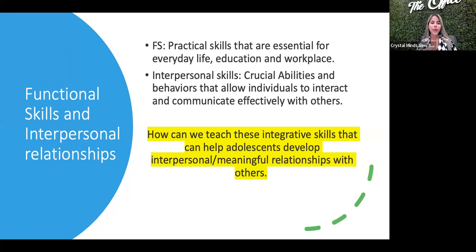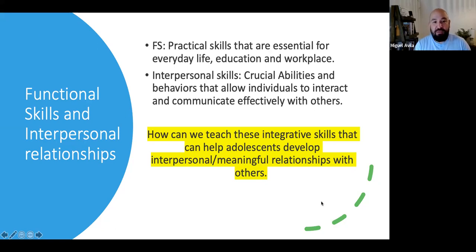And then we have interpersonal skills. So this word interpersonal is used a lot in mental health, but it's being used a lot as well all over. So interpersonal skills are crucial abilities and behaviors that allow individuals to interact and communicate effectively with others, right? So when we talk about those interpersonal relationships, that's what it is, right? Those friendships, those romantic relationships, like all those types of relationships. So that's what functional skills and interpersonal skills are. Miguel, do you want to add to this, or how would you define functional skills or interpersonal skills?